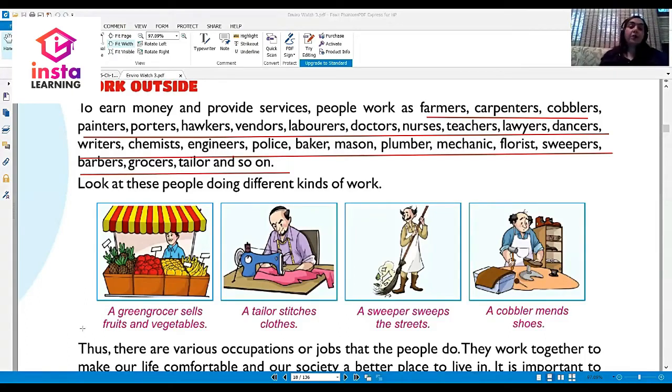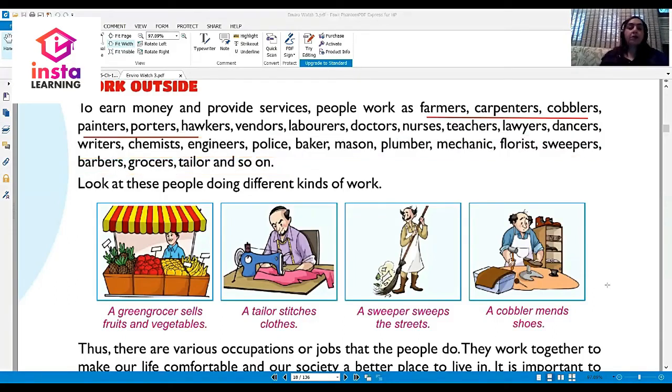Now look at these people doing different kinds of work. So you can see that there are many different types of people doing many different types of occupations, right? Let us move on.